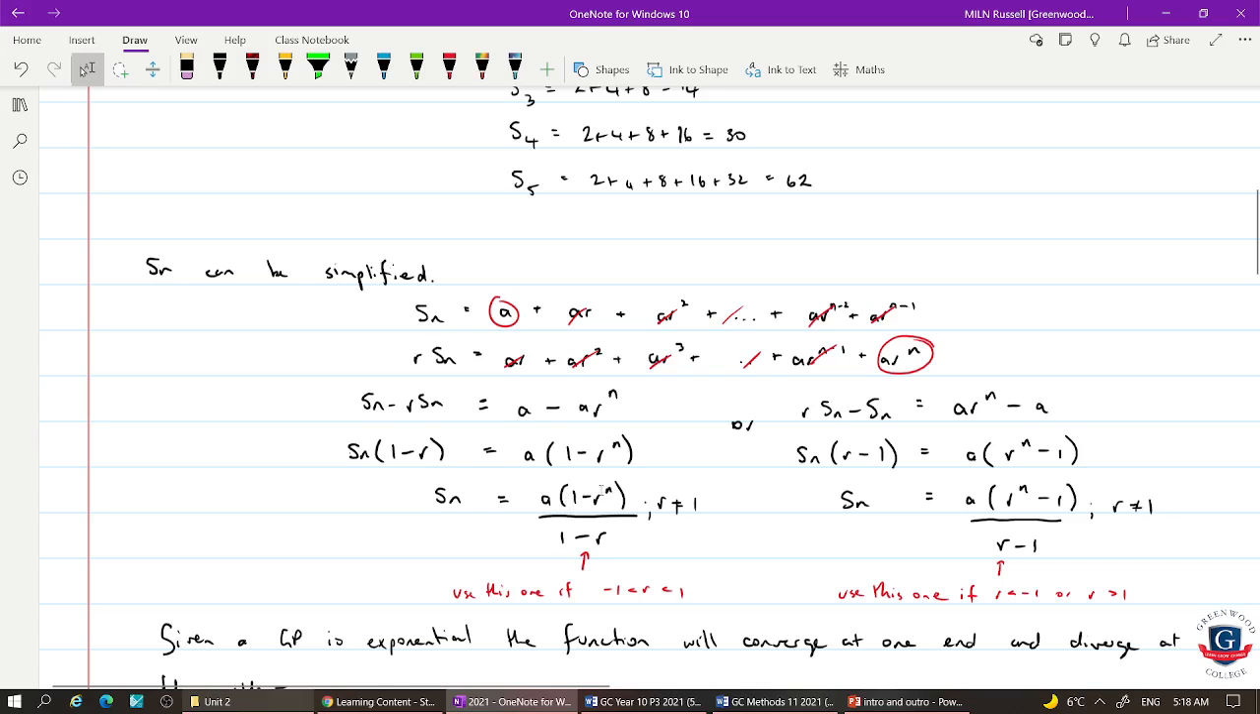divided by 1 take r, where obviously r can't equal 1 because it would make the function undefined. And typically we use this equation if r lies between -1 and 1.